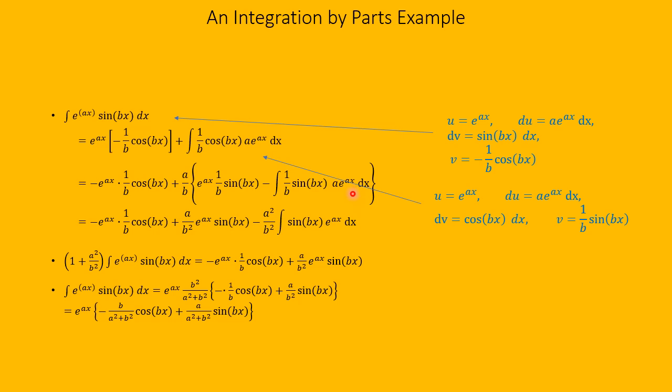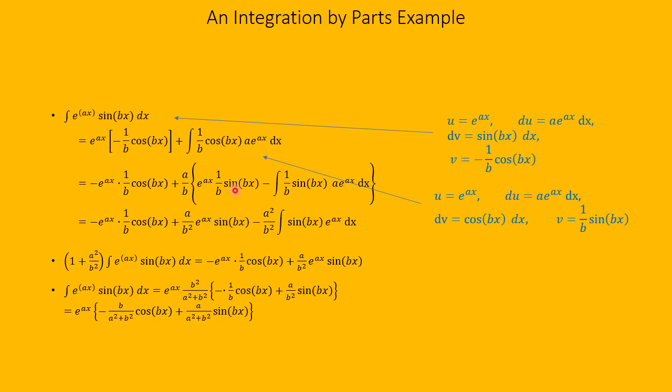Okay, so then what happens? Let's see if we can simplify this a little bit. We have this term just copied down here. A over b times this term, we can simplify that a little bit because a over b times 1 over b is a over b squared. And then we have e to the ax sine bx.